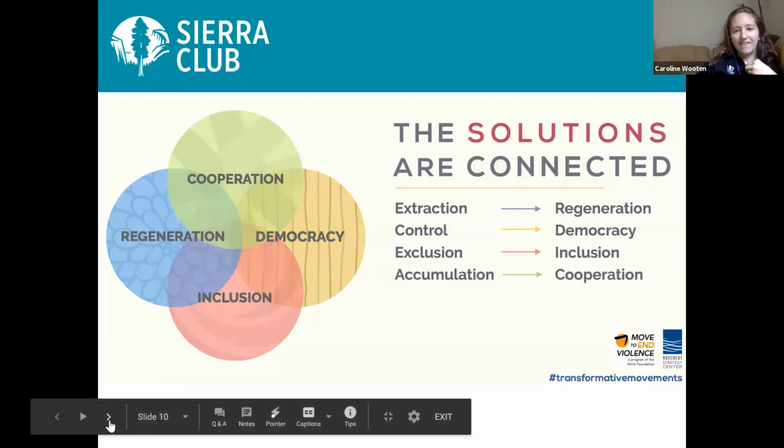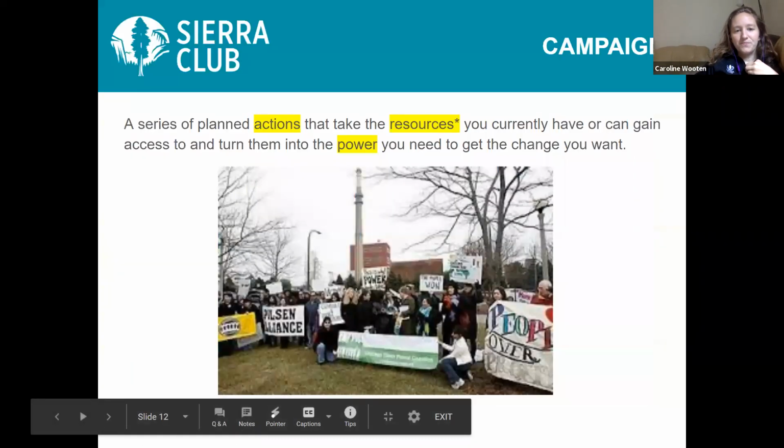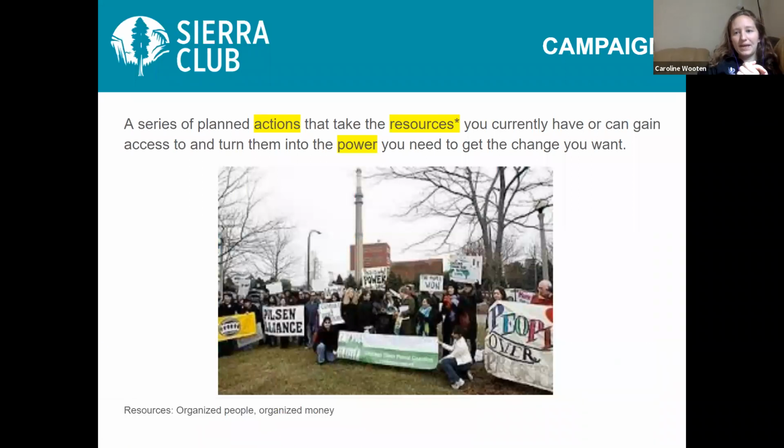Next slide. Okay, so now we're going to talk about campaigns. And I guess the reason we were looking at those circles is we can't get to those solutions without relationships. So that's the thing to keep in mind. So campaigns, this is what this is about.